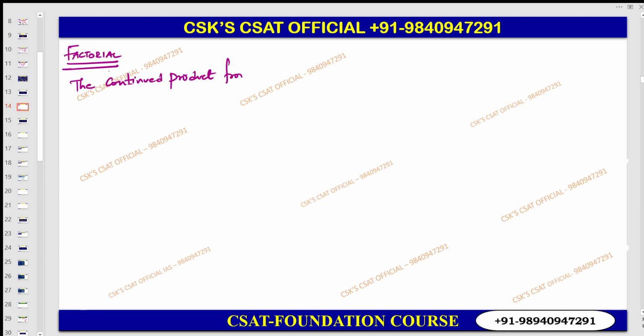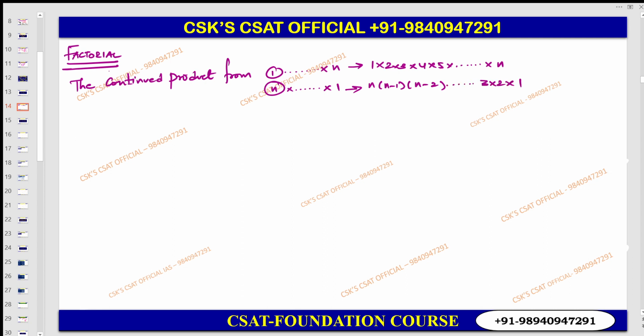Right from 1, or some people use n, anything is fine, up to n. So in this format: 1 into 2 into 3 into 4 into 5 and so on into n. Or if you are using n into n minus 1 into n minus 2 and so on into 3 into 2 into 1. Any one format you can use. Some school books provide the second one, some provide the first one. Anything is fine. And some properties you need to know.